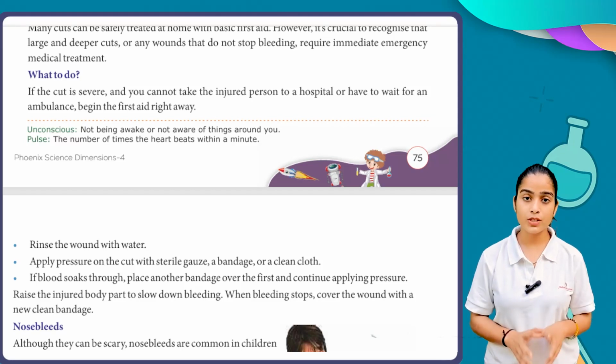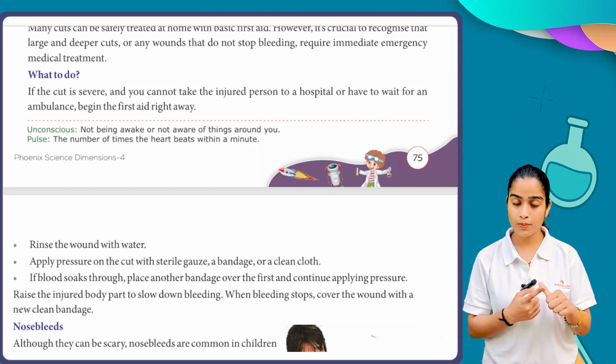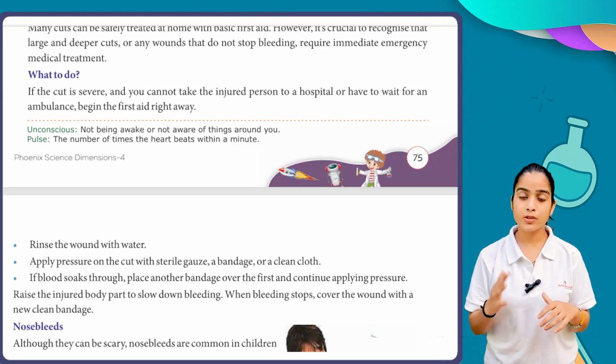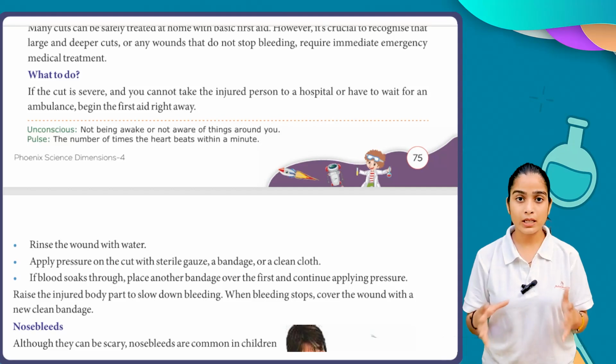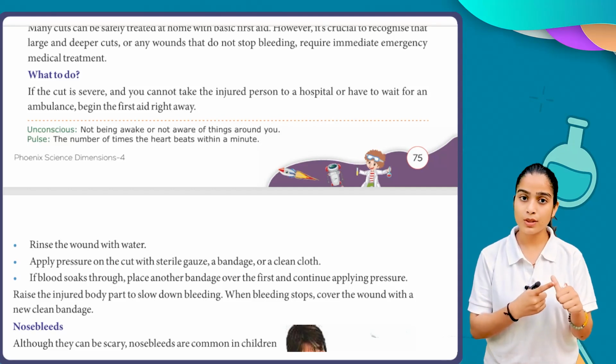So what you have to do, first of all, is rinse the deeper cut with the help of water. If you are waiting for the ambulance or there is no medical treatment available, first you have to rinse with water.